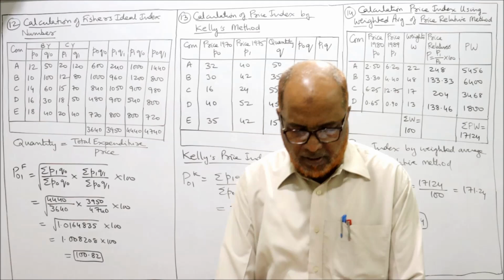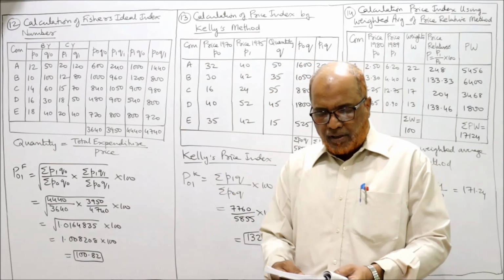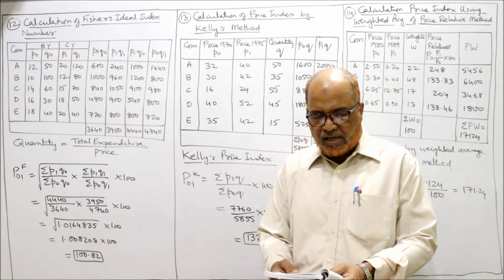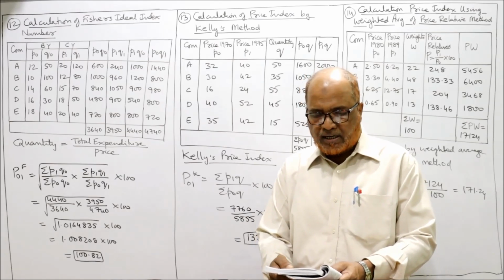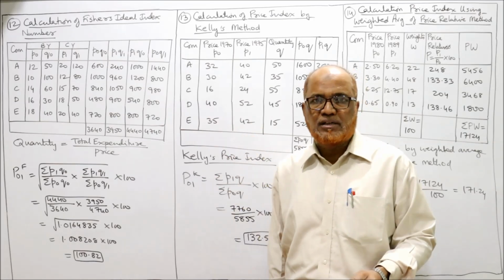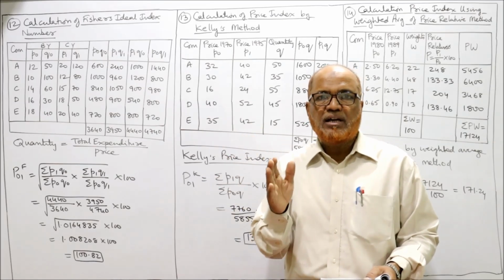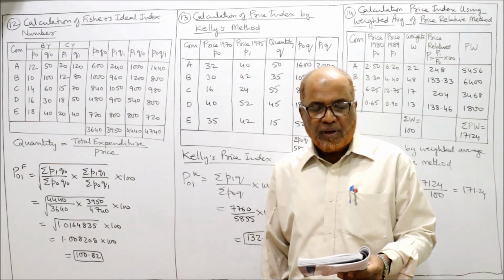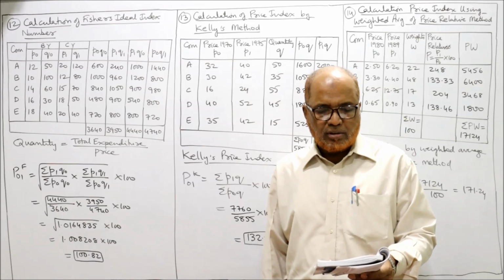Problem number 12 done. Now, see problem number 13. The following figures relate to the prices and quantities of certain commodities. Construct an index number from the following data for 1975, taking 1970 as the base year. So, base year 1970, current year 1975. Commodities are given A, B, C, D, E. Quantity consumed, then price in 1970, price in 1975.